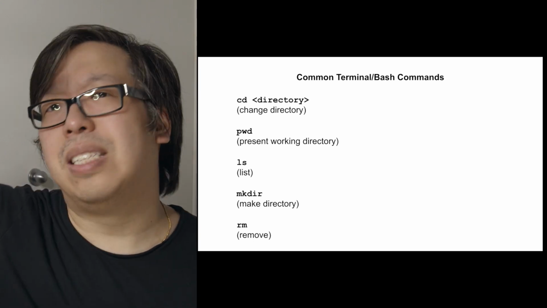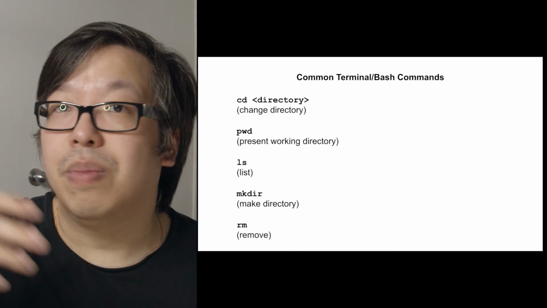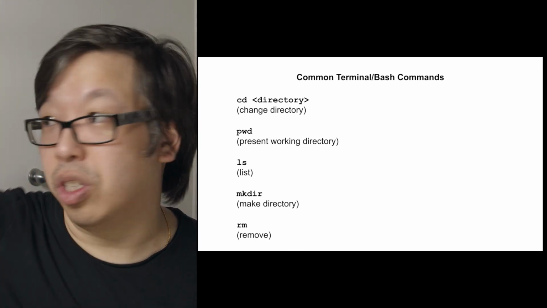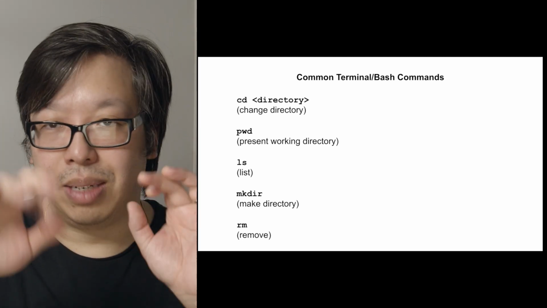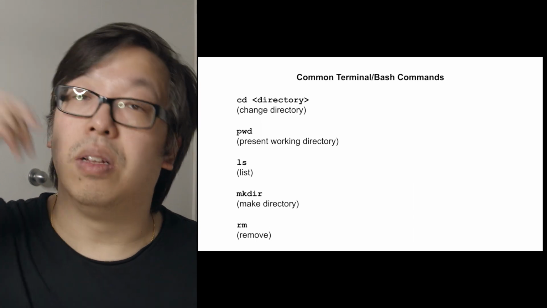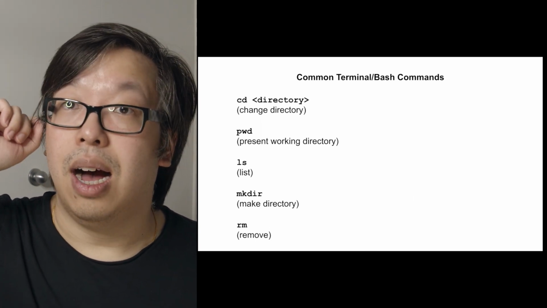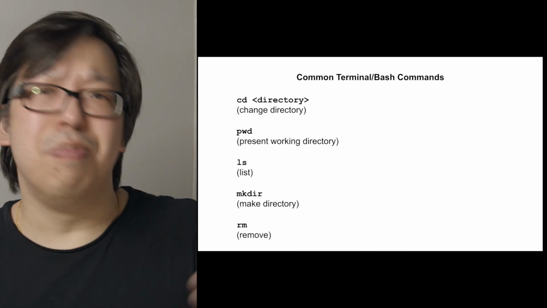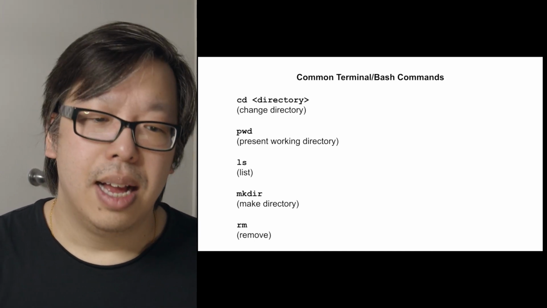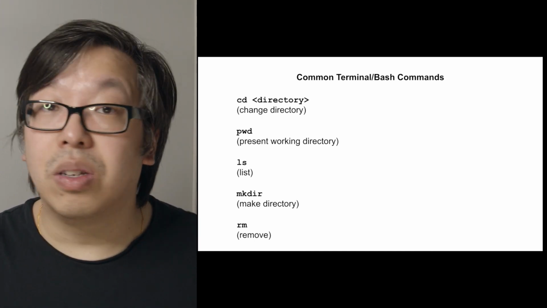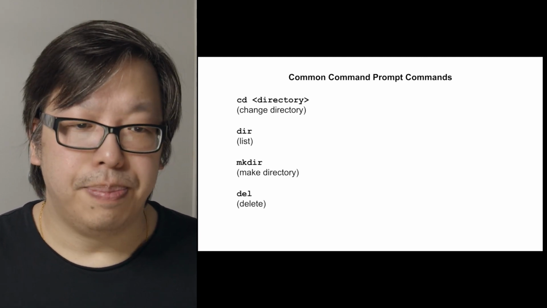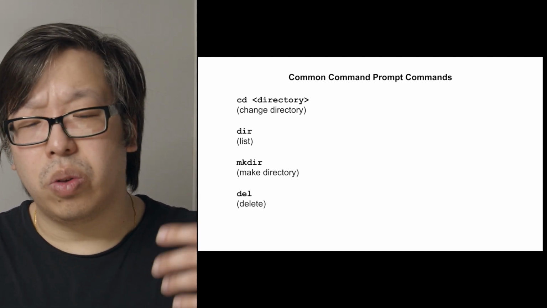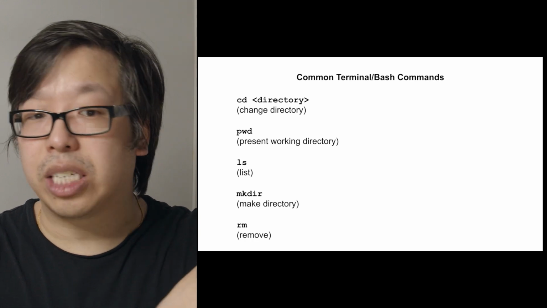You can also get a list of all the files in that directory. Like in a graphical user interface, when you double click on it, you just see all the files, right? Not so much in command line. You type ls to see a full list of files. You can make a directory with mkdir, and you can remove files using rm, to delete files. So these are very common terminal and Git Bash commands.